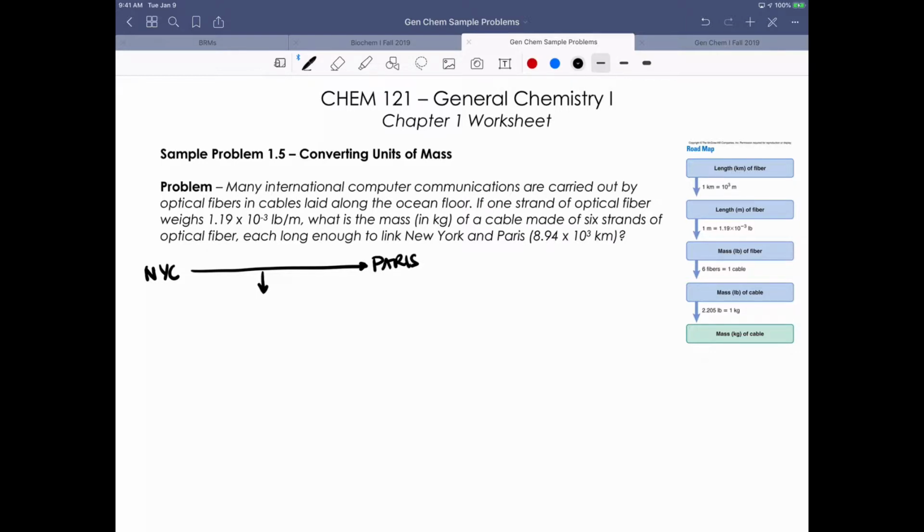So we know the distance between New York City and Paris, and they tell us that it's, and this should be an 8 here, 8.84 times 10 to the third kilometers. One of the things that we need to think about is that we need the same distance of cable. However, one cable is actually comprised of 6 strands.